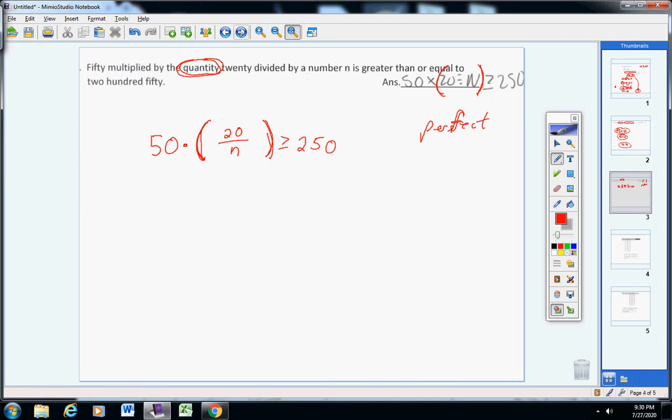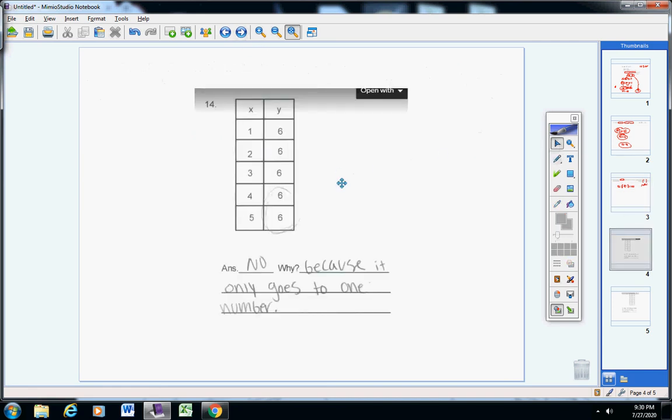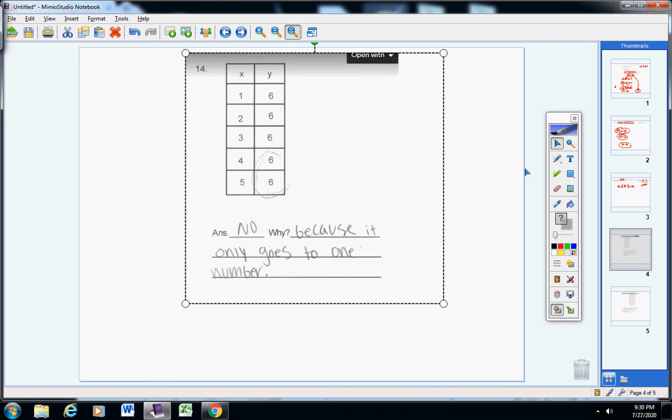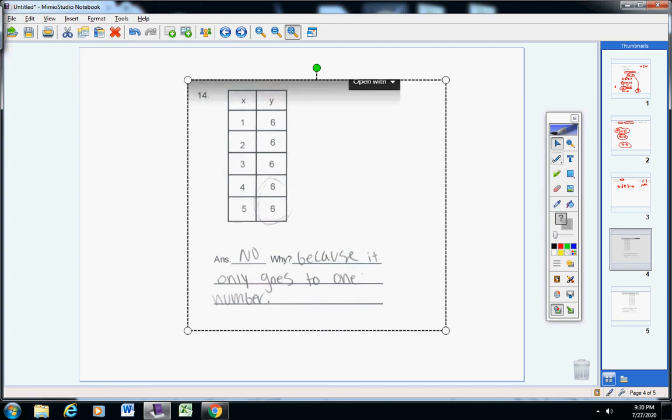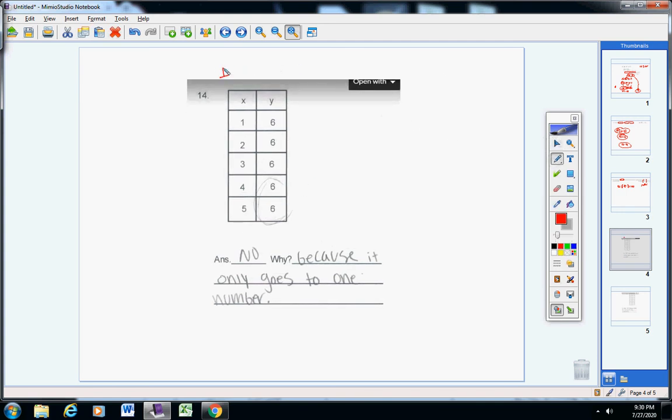Okay? All right. Now, is this a function? Well, let me ask you a question, Lauren. You put no because it only goes to one number. And I see what you're thinking, but that's not what you're supposed to look at, okay? This can be confusing. Sorry for yawning, so pay attention here. Your x's are your inputs, and your y's are your outputs. Now, 1 gave you out what? 6.